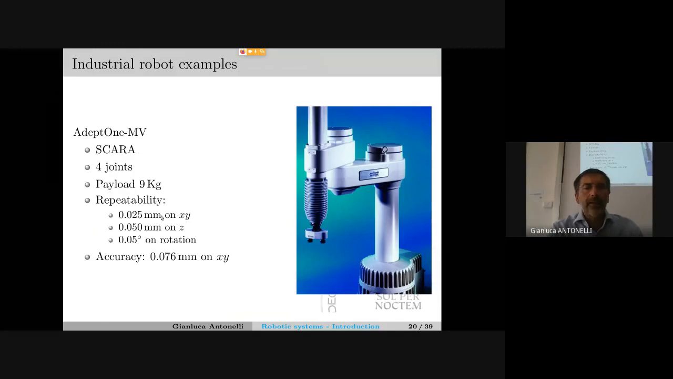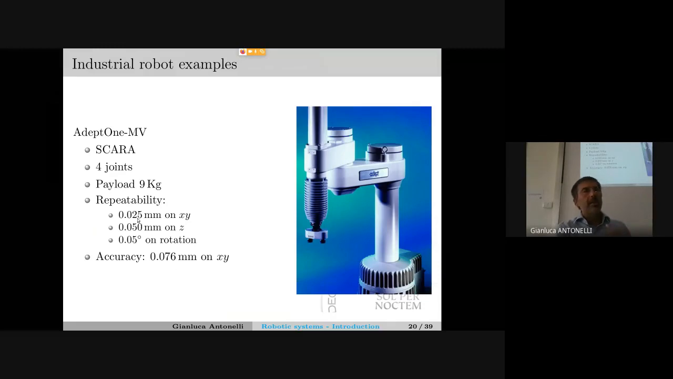I can reach a certain position with an accuracy of 0.08 millimeter. It means that if I take an external measurement device and I tell the robot, go there, the robot will measure 0 error with its internal controller, but with the external measurement device, I will appreciate an error of 0.08 millimeters. This is the accuracy.